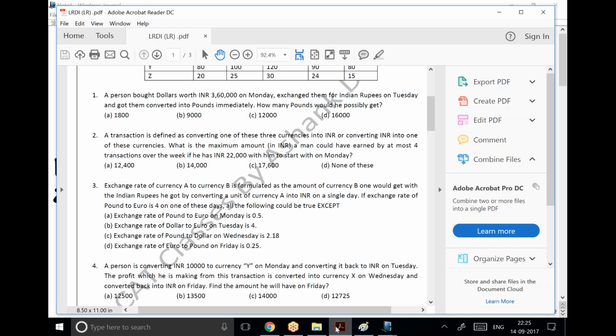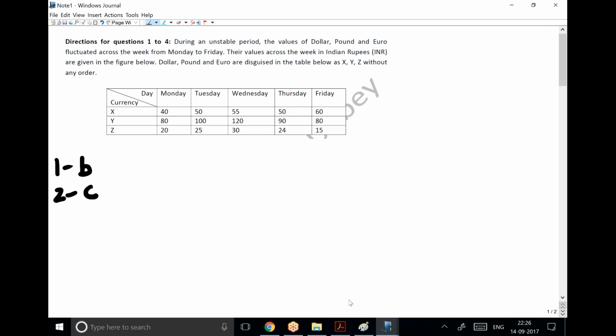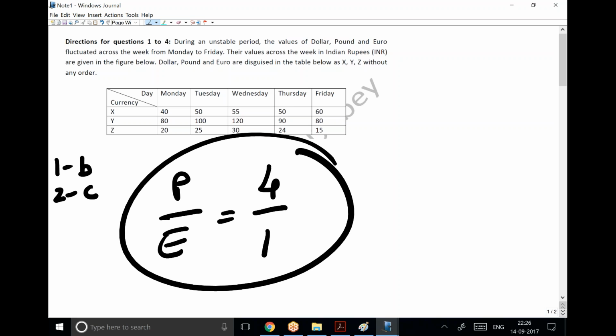So look at question number 3. What is given to us? In question number 3, the ratio between pound and euro is given to us. On any other given day, we do not know where it is. But the ratio between pound and euro is given to us as 4:1. This is fixed. Right? And then they have given 4 and 5 answer options, and we have to decide accordingly which answer option is right and which is not right.